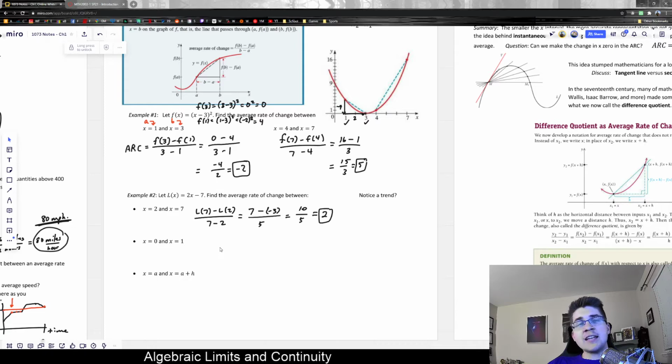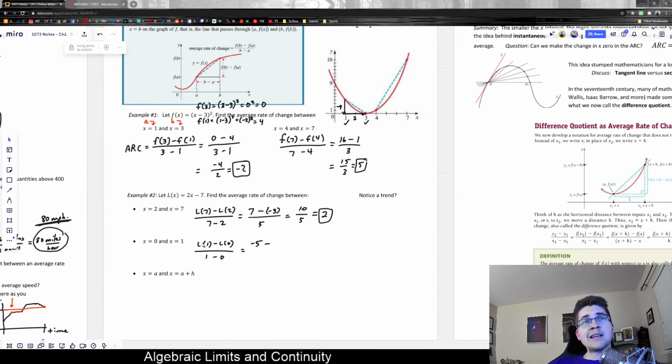So let's look at a different interval and see if we can pick up on a trend. So between 0 and 1, that would be L of 1 minus L of 0 divided by 1 minus 0. So L of 1 would be 2 times 1 is 2, minus 7. 2 minus 7 is negative 5, which would give us L of 1. And then we'd have L of 1 minus L of 0.